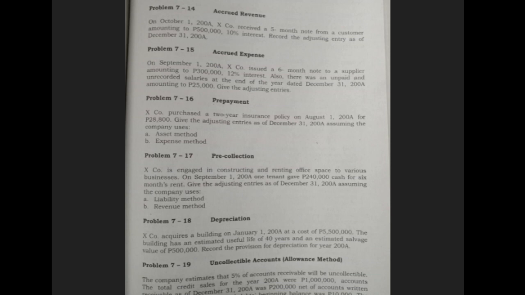So let's start. On October 1, 2008, X company received a 5-month note from a customer amounting to 500,000, 10% interest. Record the adjusting entry as of December 31, 2008. This means that since we received a note from a customer with 10% interest, we need to compute the interest that has accrued.